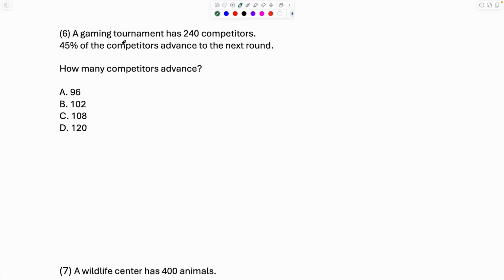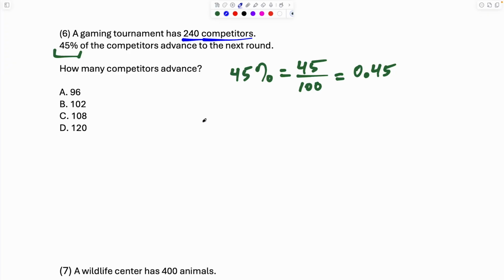Question 6, a gaming tournament has 240 competitors. 45% of the competitors advance to the next round. How many competitors advance? So for this one, let's start off by taking the percent here. 45%, we could express this as 45 out of 100, which in decimal form is 0.45, okay, 45 hundredths. So here we have the total number of competitors is 240. So we're going to take 240 and multiply by 0.45.